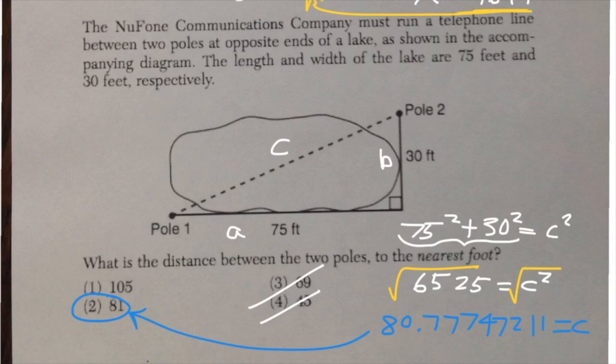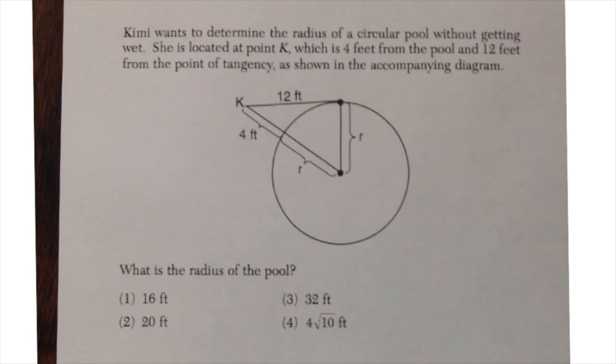I think the last question I made was a little bit more difficult than the first two. So this question I selected, it says, Kimmy wants to determine the radius of a circular pool without getting wet, as long as no one splashes her. So this is a bird's eye view of what the pool looks like. It's a circular pool. She's located at point K, and she's 4 feet away from the edge of the pool, as shown. And it says that she is 12 feet away from a point of tangency shown in the picture.